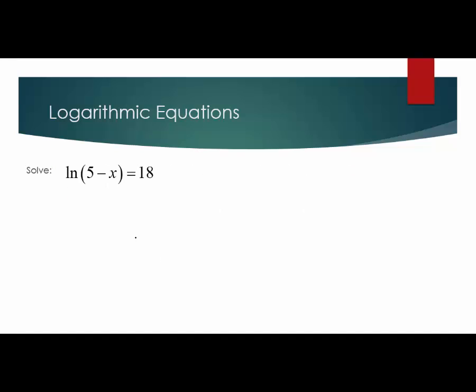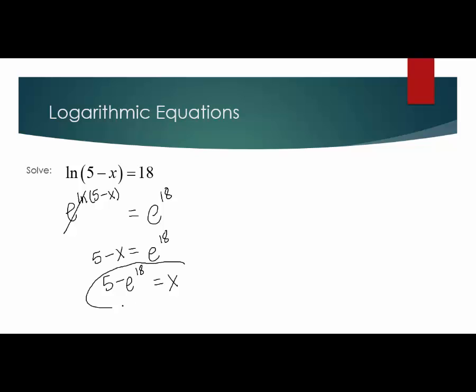Let's try this. Natural log of 5 minus x equals 18. I'm going to choose a base e exponential. If I apply the base e with both sides as exponents, well, base e and natural log cancel out. This is 5 minus x equals e to the 18th. That means 5 minus e to the 18th is x once I solve for x.